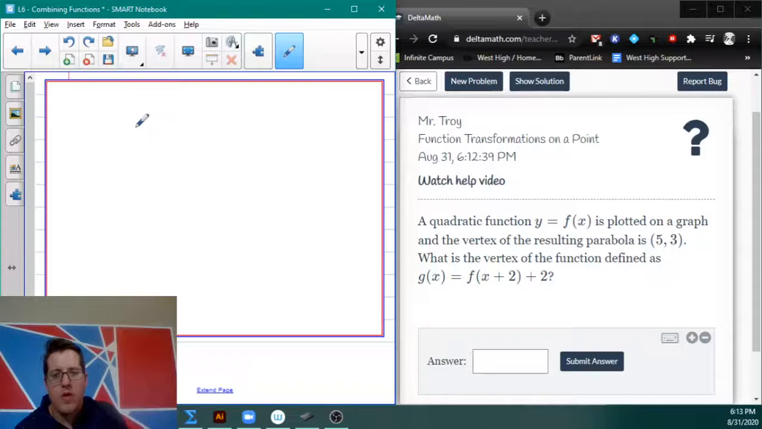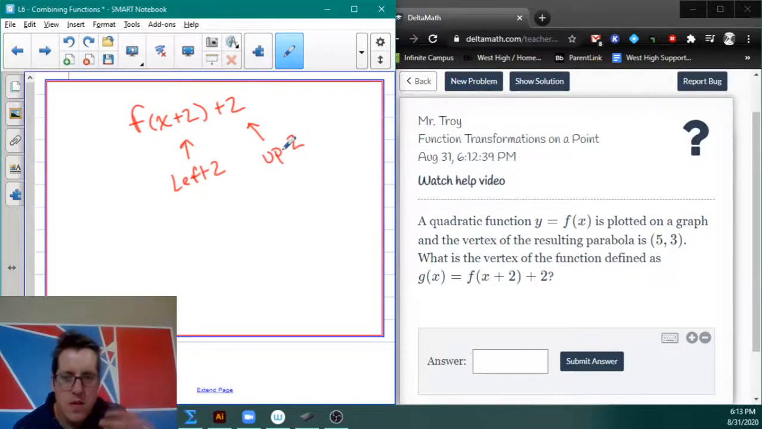So, I think the thing that's confusing here is, as I previously mentioned, that your notation is a little bit different in geometry. So your guess would be to go to 7, 5. But remember, adding 2 inside the function actually means left 2. And adding 2 outside of the function means up 2.